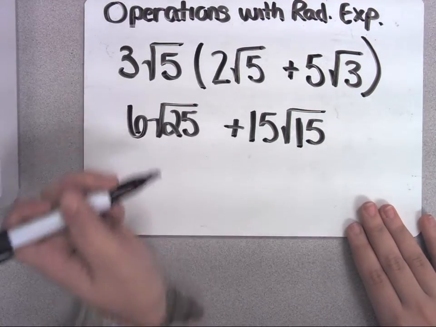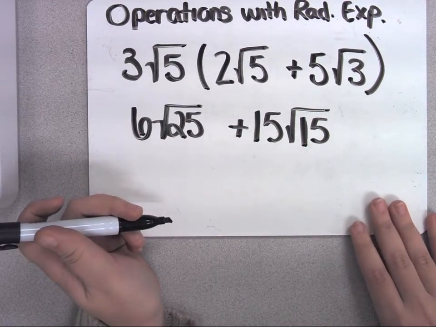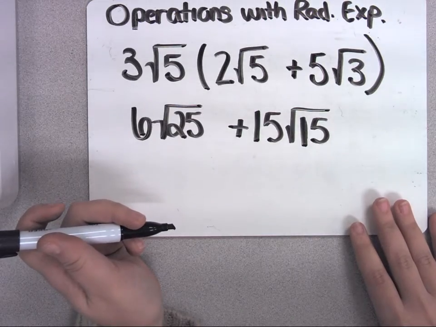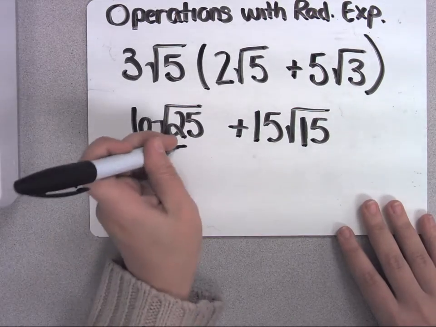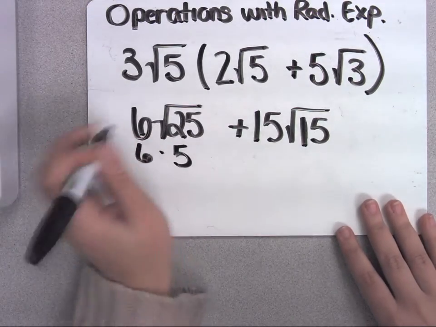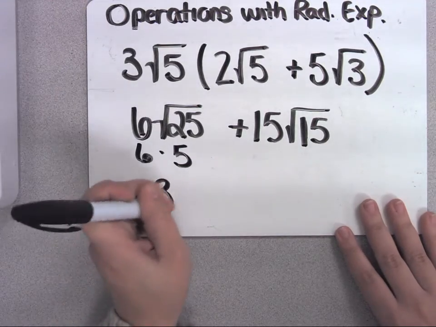25. What can we do with this 25? Yeah, what's the square root of 25? Is it a whole number? It is. So this is 5. We already had the 6. What number does that turn into? 30.